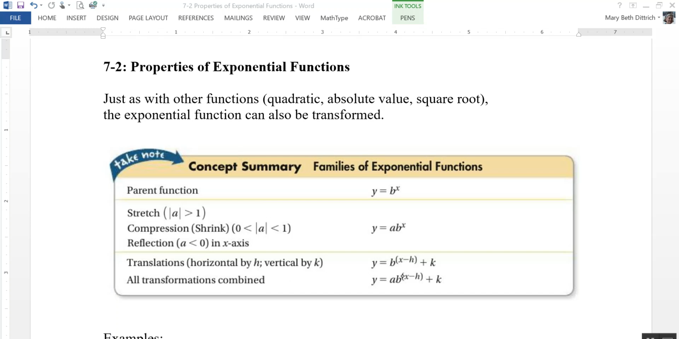So we can have y equals b to the power of x minus h. So h is going to tell me how much I move right or left. And then a plus k outside of that is going to tell me how much I move up or down. And this scary looking beast here is what it looks like with all of those transformations combined: a stretch or a compression, a horizontal translation, and a vertical translation. Let's take a look at a couple examples and do some graphs.